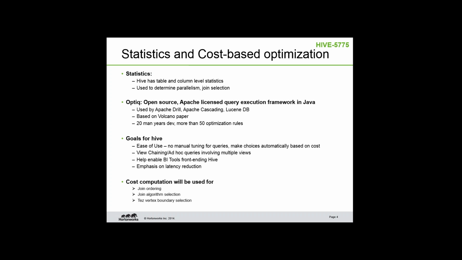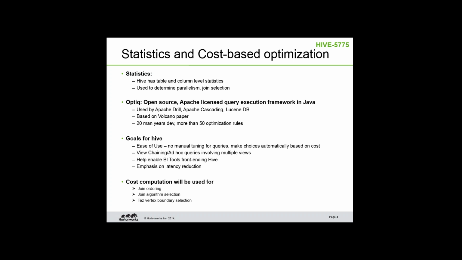Since the entire platform was open source, the Stinger project was also open source. It is an Apache licensed query execution framework delivered in Java, and it was used initially by Apache Drill, Apache Cascading, and Lucene databases, based on the Volcano paper. There were around 50 optimization rules involved in that paper.